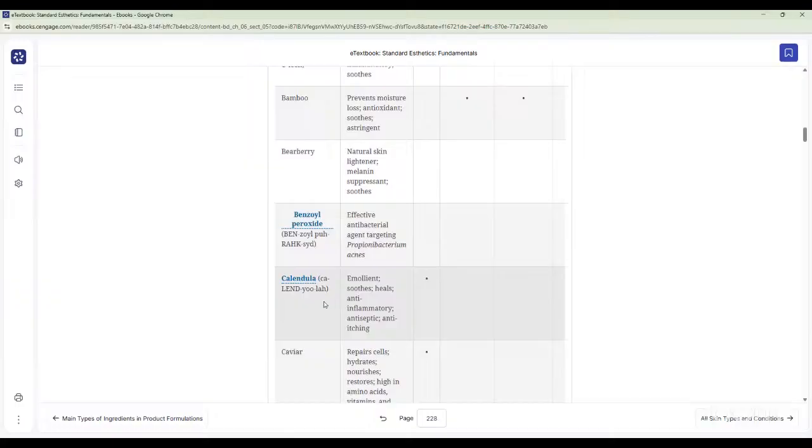Many people pronounce this calendula, but many people also pronounce it calengia. Okay. And from the pronunciation, I really like calengia. That's how I've always been pronouncing it. Emollient, soothes, heals, anti-inflammatory, antiseptic, and anti-itching.